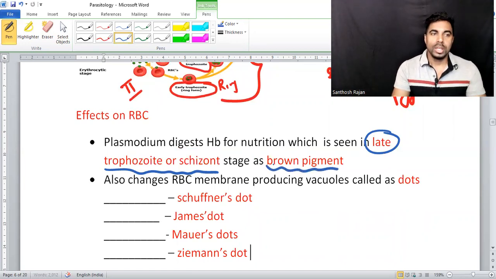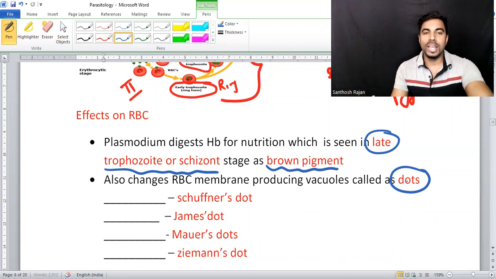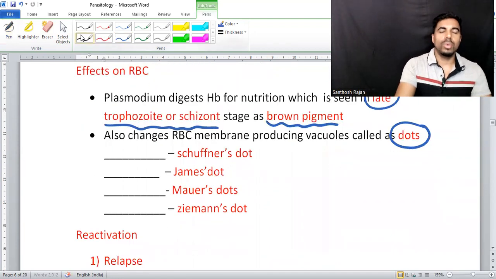That's a brown pigment. Now, there's also RBC membrane producing vacuoles called dots. It produces different types of dots. Okay, the names are important and frequently asked. So now what are the dots' names?